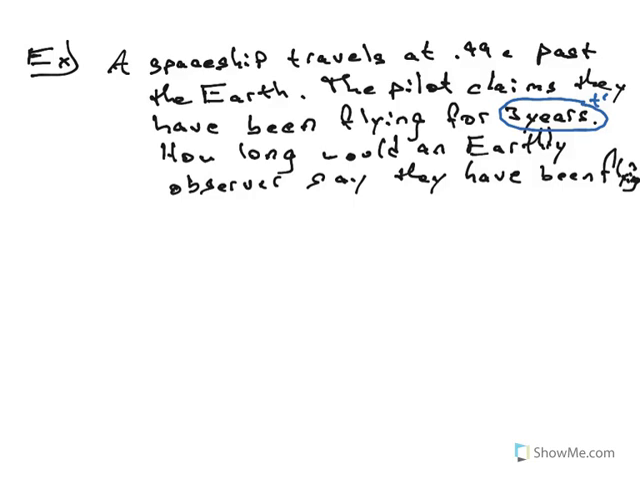You're the observer that's not moving. You're the person on Earth. You're looking out at this rocket or spaceship. It's moving past you. So you say the spaceship is moving. So everything the spaceship says, that's primed stuff. So they claim they've been flying for 3 years. Thus, t prime is 3 years. You're looking for t. You're looking for what you say the time actually is. And you're not moving. So you're unprimed.